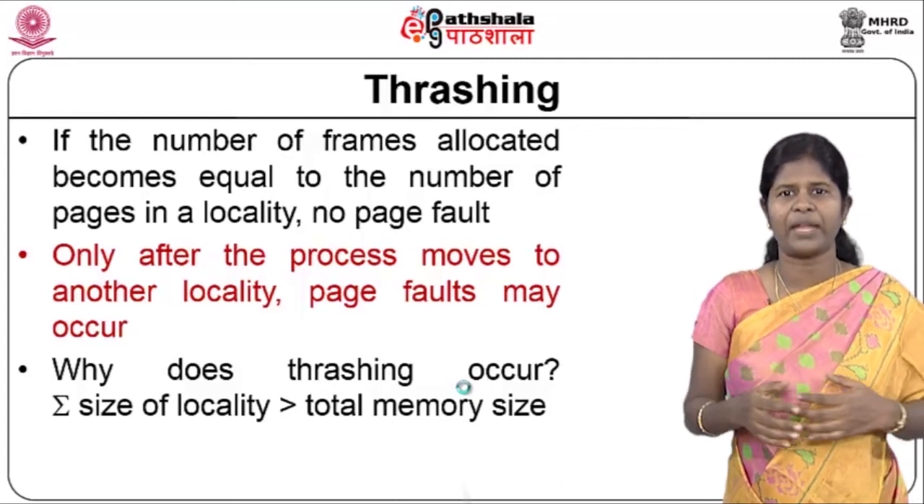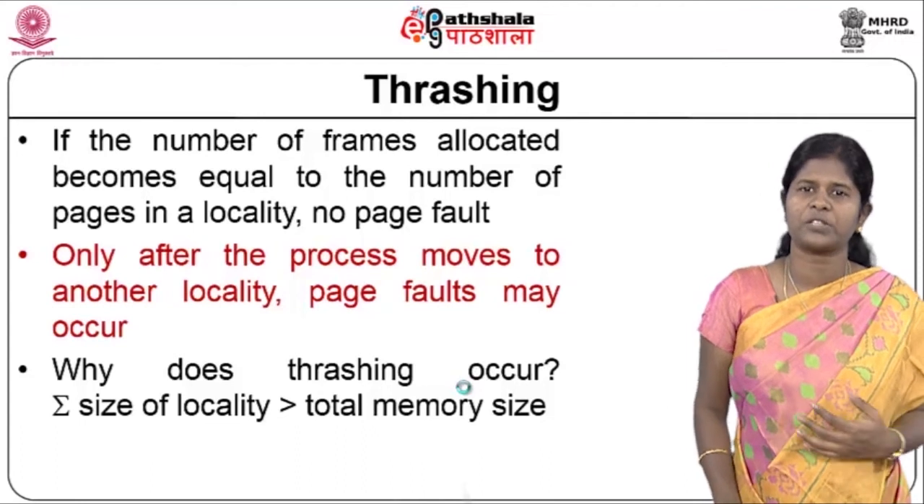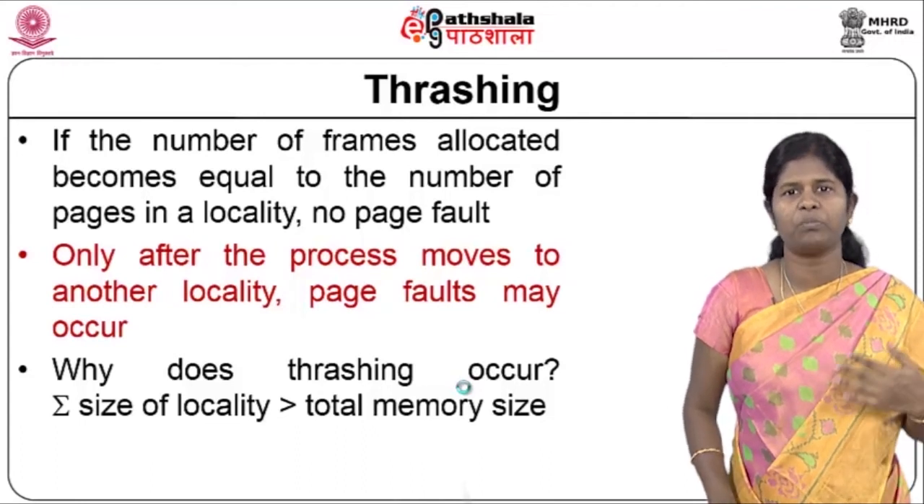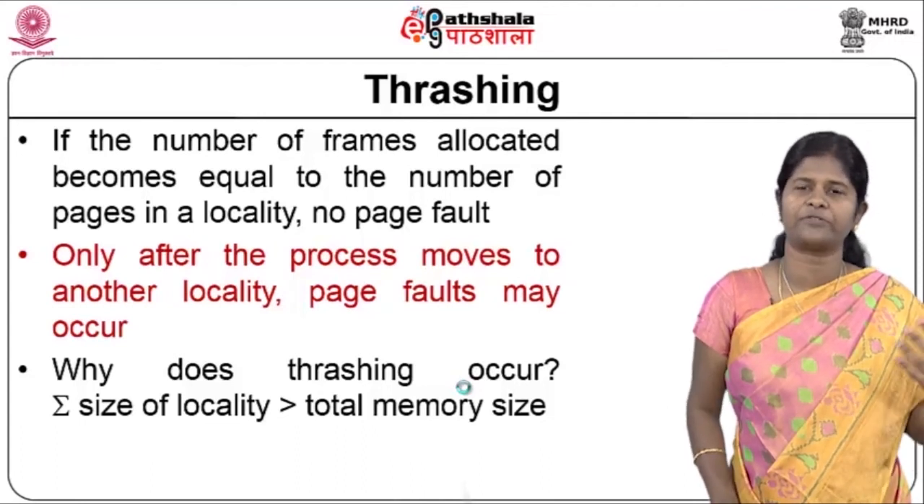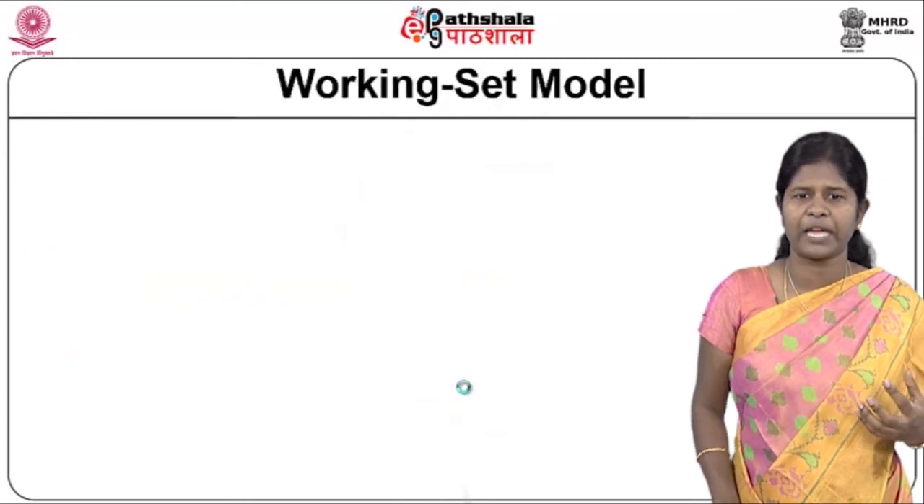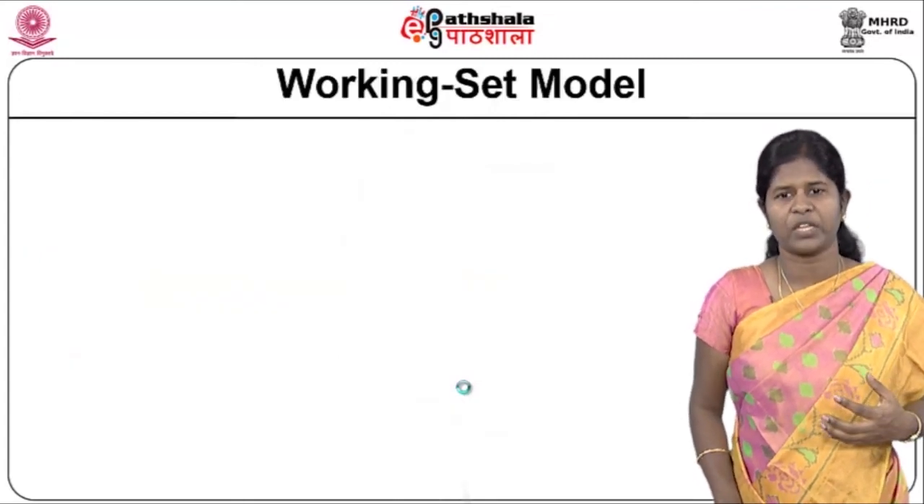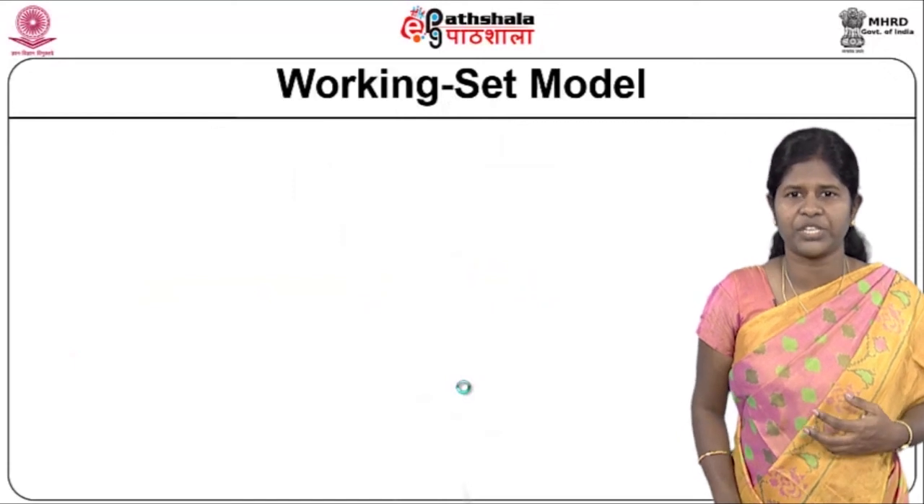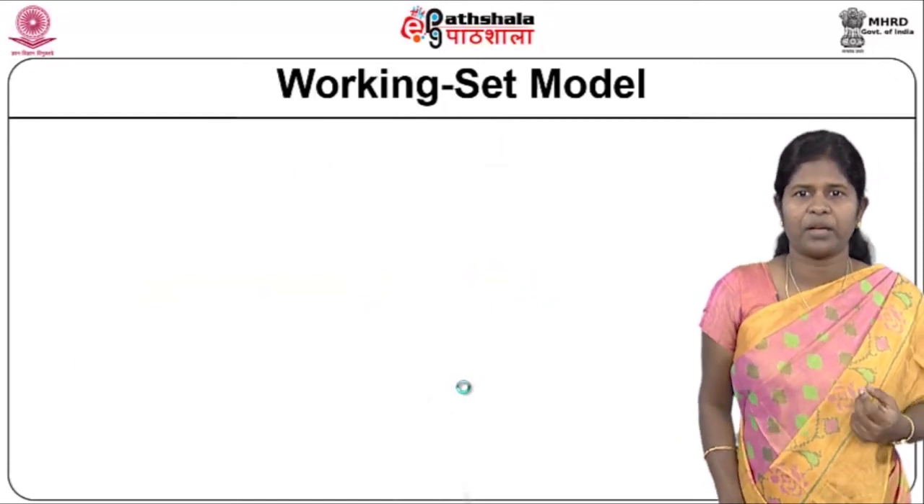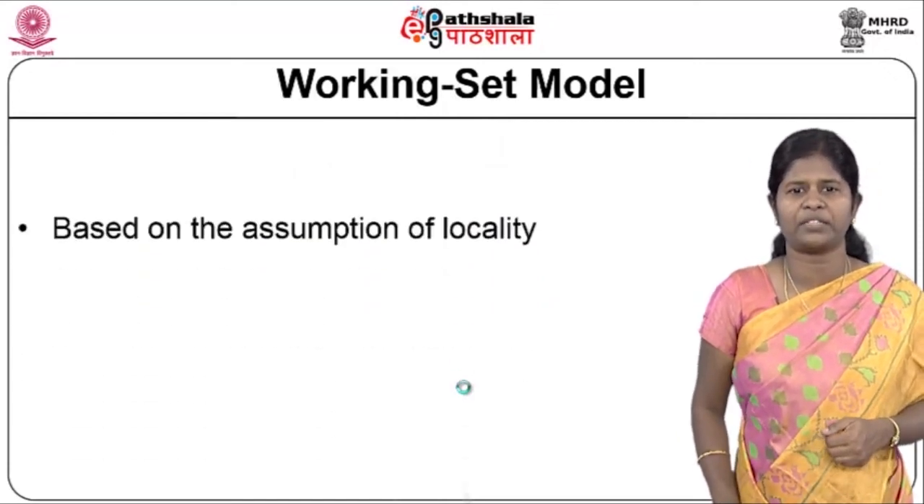So, if you try to add up the active pages needed for all the processes, and if it becomes more than the size of the memory, or the total memory size, then you get thrashing. So, how do we avoid thrashing? There are 2 methods that have been described for avoiding thrashing.